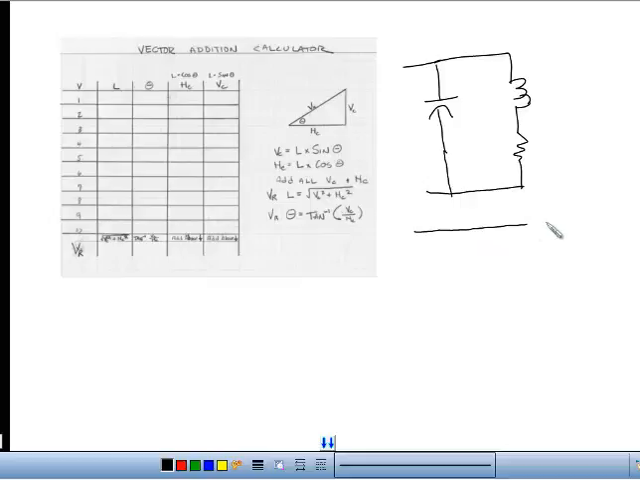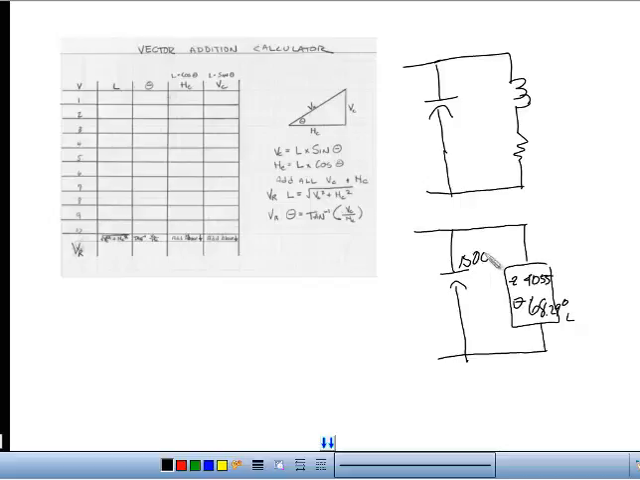So we combined the series elements on the previous worksheet, and we came up with an impedance of 4055 ohms at a theta of 68.29 degrees inductive, right? Inductive. That's important. Then we're going to have a capacitor of 1500 ohms that we're adding to that.